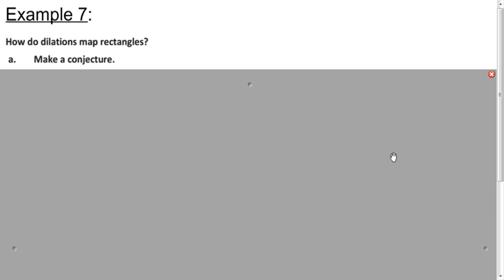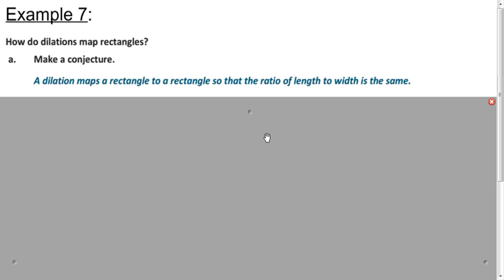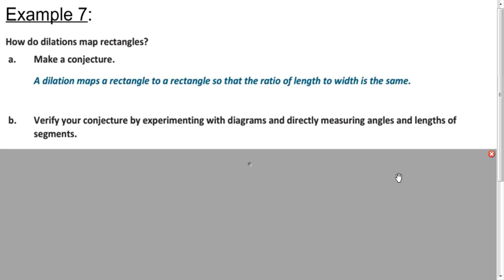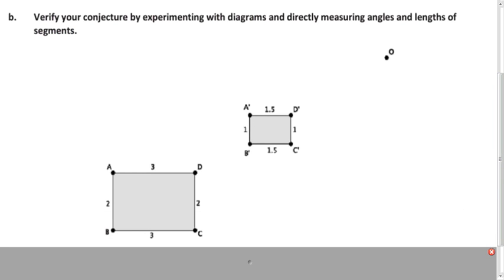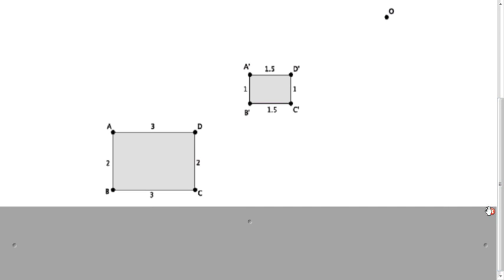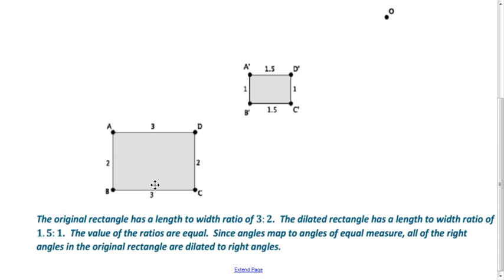What do you get when you dilate a rectangle? What do you think happens? Hopefully you get another rectangle. And the ratios of lengths and the widths will be the same. So let's verify that with an experiment. Here's my dilation. And if we check all the lengths, this time we're checking the lengths within the figure. So we have 3 to 2, and the ratio over here is 1.5 to 1, and those are equal. So you can check the ratios either way. They should still be equal.